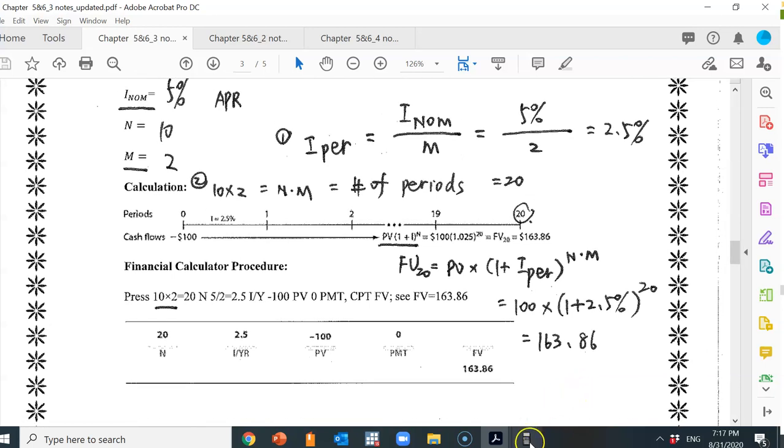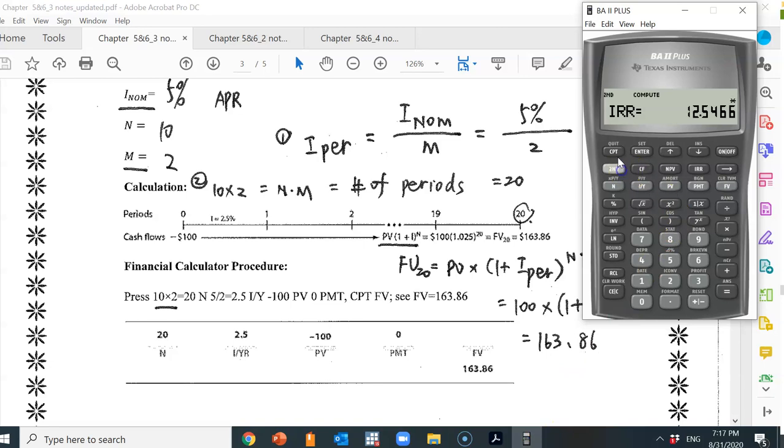Another way to solve this question is to use our financial calculator, because here we still have N, but the N on the financial calculator becomes the number of periods. So we need to input 20 instead of 10 years. We need to input 20 half years as our N. For interest rate, we need to input the periodic rate, which is 2.5 I. For present value, we input 100 or negative 100, either is fine. Let me do negative 100 PV. Payment is 0 and compute for FV. We have 163.86 here.